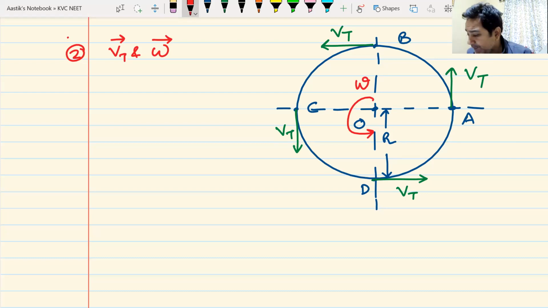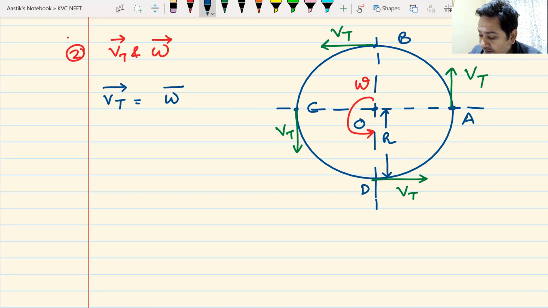Vt and omega. Now, the actual relation between these two quantities is this one. And this is the actual relation, the vector relation between Vt, the tangential velocity, and omega: it is omega cross r. It is the cross product of omega with the radius vector.